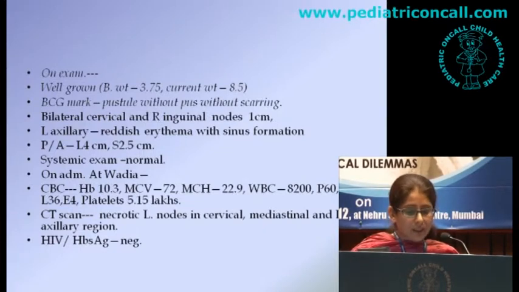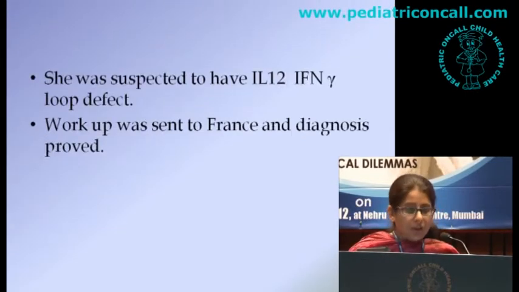There were bilateral cervical and right inguinal nodes, 1 centimeter each. The left axillary node showed a reddish erythema with sinus formation. She had hepatosplenomegaly. Her CBC was normal. CT scan had shown necrotic lymph nodes in the cervical, mediastinal and left axillary region, and her HIV and HBsAg were negative.